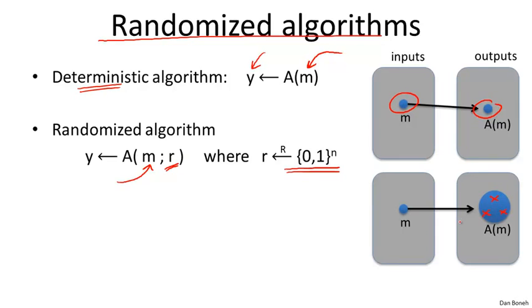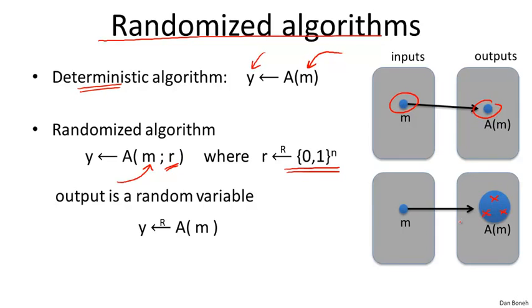So really the way to think about a randomized algorithm is that it's actually defining a random variable. Given a particular input message m, it defines a distribution over the set of all possible outputs of this algorithm given the input m. So the thing to remember is that the output of a randomized algorithm changes every time you run it, and in fact the algorithm defines a distribution over the set of all possible outputs.